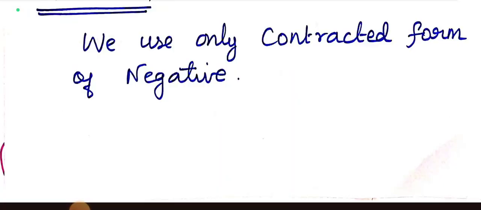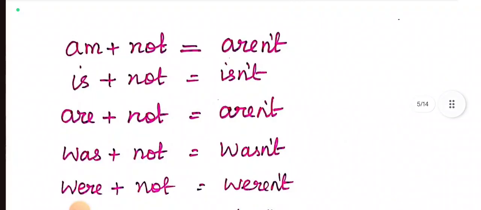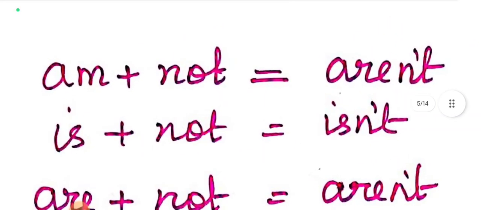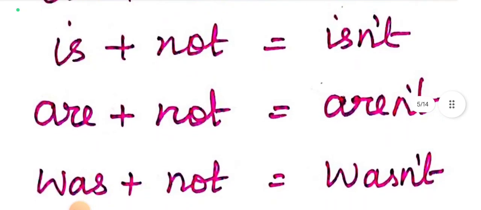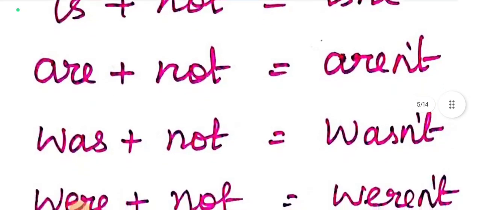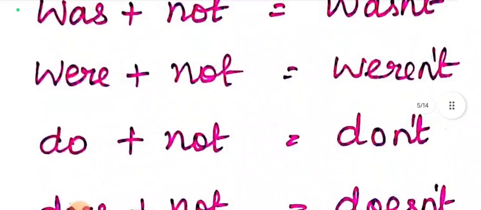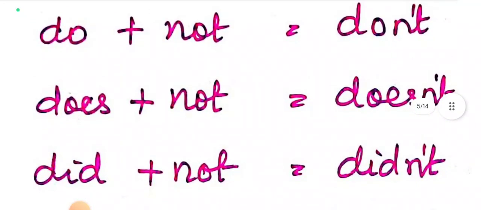Okay, let's see how we use the contracted forms. Look at this. Am plus not. Be very careful. Am plus not is not amn't. Amn't is wrong. It is aren't. Am plus not, aren't. Is plus not, isn't. Are plus not, aren't. Was plus not, wasn't. Were plus not, weren't. Always in a question tag you use the contracted form of the negative words.